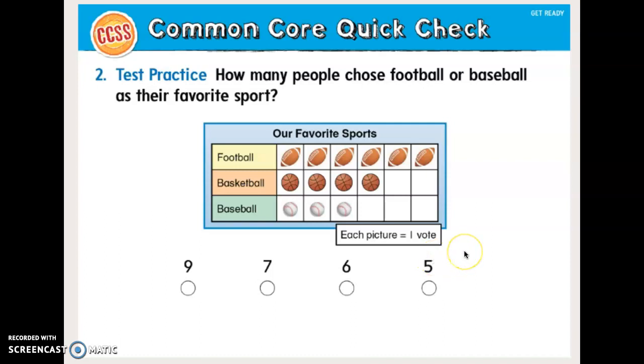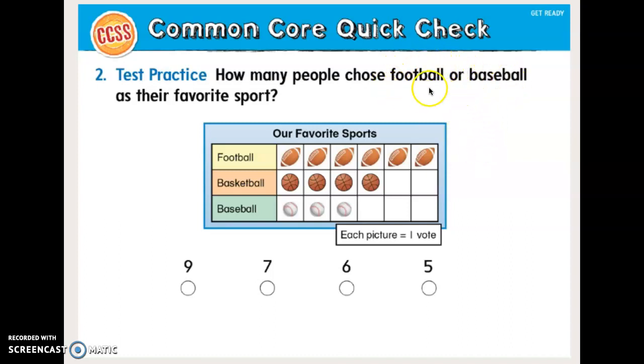Hello again. We are working today on lessons 4 and 5, and you will be doing the homework pages for those. So today's lesson is about reading bar graphs. But we are going to go back and take a look at this picture graph to recall our last lesson. So this is how many people chose football or baseball as their favorite sport.